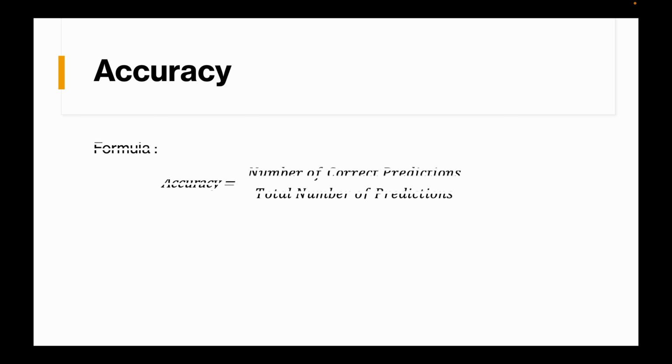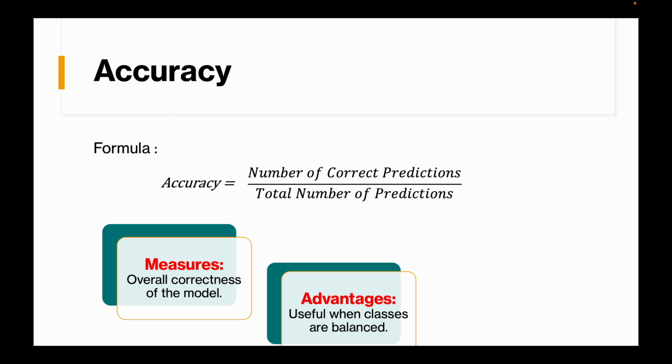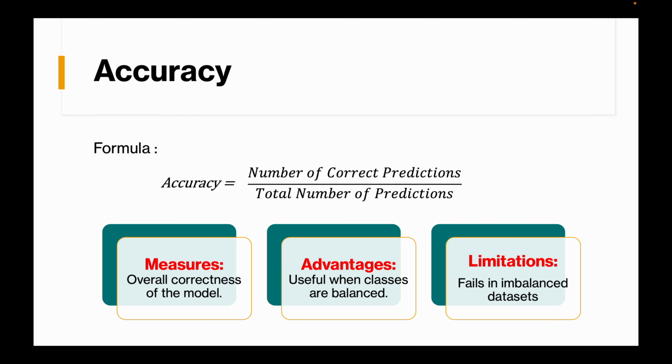Accuracy. The formula for accuracy is the number of correct predictions divided by total number of predictions, and it measures overall correctness of the model. The main advantage of using this metric is it is useful when classes are balanced, and the limitation is it fails in imbalanced datasets as it assumes all errors are equally bad, but in reality this is not true.